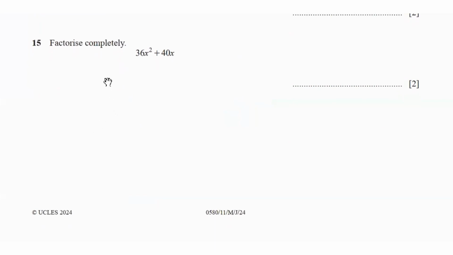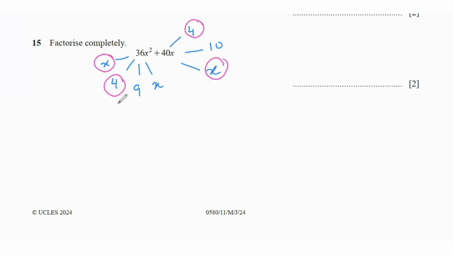Question 15 says, factorize completely 36x squared plus 40x. So let's break down 36x squared and 40x into its factors. We know 36x squared is 4 times 9 times x times x. 40x is 4 times 10 times x. Now we can easily see that between these two terms, we have 4 and x common, which means we take 4x common. This side will be left with 9x plus 10. That's your answer.